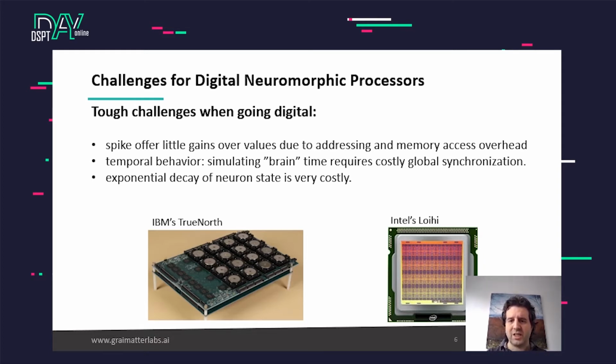And then there's another problem. If you talk about the idea that neurons have this exponential state decay, it is actually very easy to do in analog. Essentially, if you have a capacitor and you leave it be, its current starts decaying. It's very different to do the same thing with a digital circuit, where I have to implement this decay by subtracting values from the register, which means reading the memory and writing it back, which is costly in terms of power.